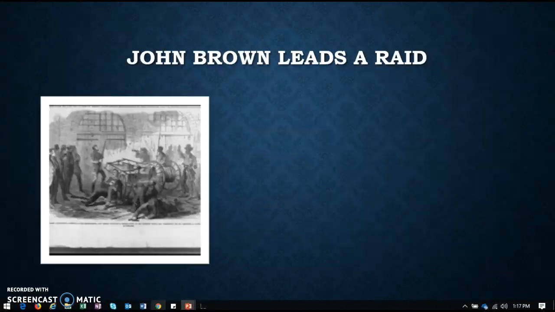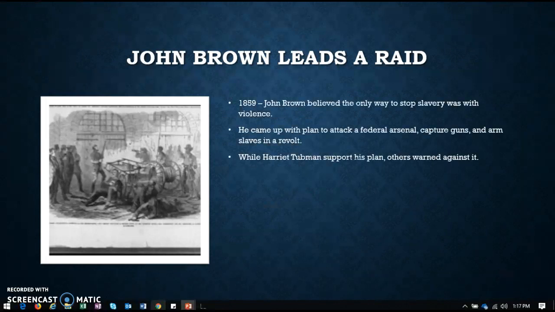So John Brown leads a raid. Remember we talked about John Brown a couple of slides ago. In 1859, John Brown believes that the only way to stop slavery was with violence. So he comes up with a plan to attack a federal arsenal. Remember, a federal arsenal is where they keep gunpowder, weapons, things like that, a lot of the weapons and a lot of storage for the weapons. So what they do is they say they're going to capture this federal arsenal, capture the guns, and then arm these slaves in a revolt.